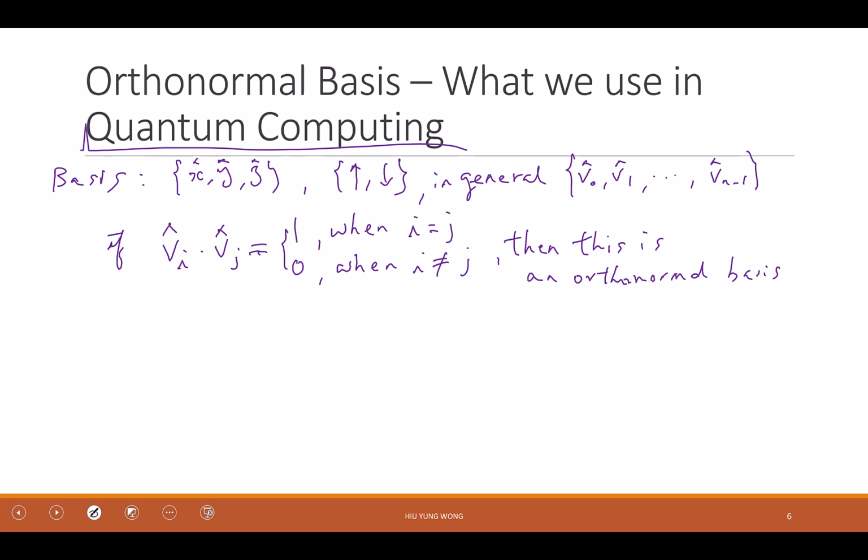Then, overall, I take this opportunity to tell you something. Delta ij, I want you to memorize this. This is just a symbol. It's just saying that when i equals j, it is 1. When i does not equal j, it is 0. This is called the Kronecker delta. You will see that very often and it's very useful.